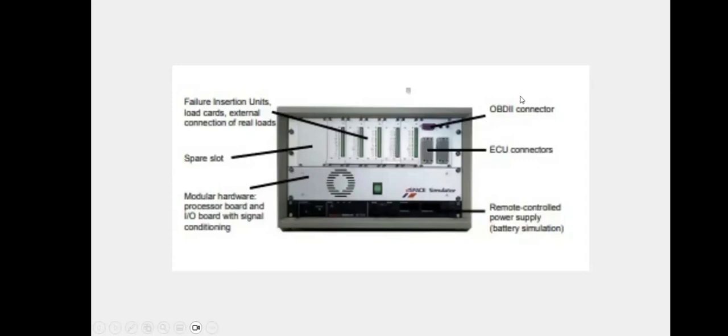Next, this is an OBD2 connector. Usually for diagnostic communication we'll use this OBD2 connector. And next, the failure insertion unit, as I told you. To insert failure modes like short to battery, short to ground, we can do that. And the external load cards and external connection of real-time loads, the load box I told you about. Those things will also be there, like high beam lights and motors. We can connect them to this. So this is a typical hardware, how it looks.